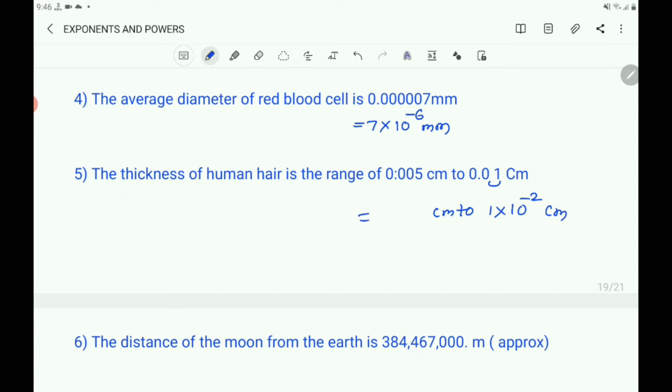If you take only 2 digits, it becomes 0.5 into 10 to the power of minus 2, because it is better to take the same exponent to compare. Here we have taken only 2 digits and 0.5 is there, means 1 digit is after the decimal point. As we have taken 2 places to the left, therefore we have to take minus 2. So the range of thickness of the hair is 0.5 into 10 to the power of minus 2 cm to 1 into 10 to the power of minus 2 cm.